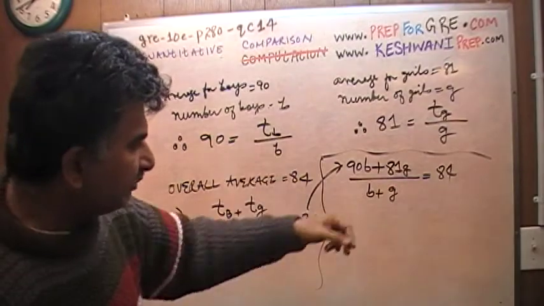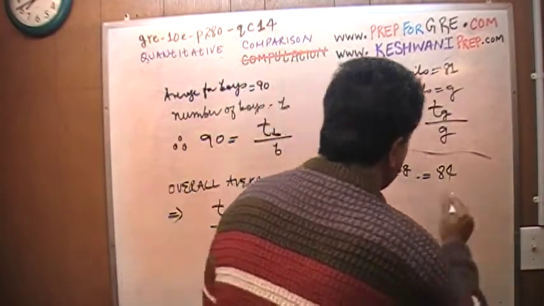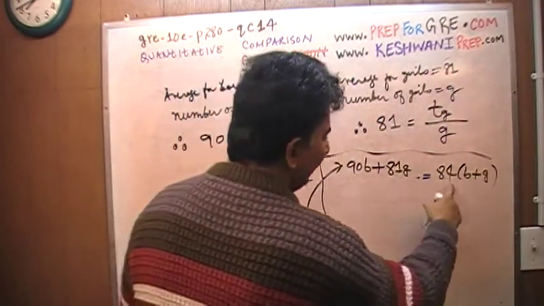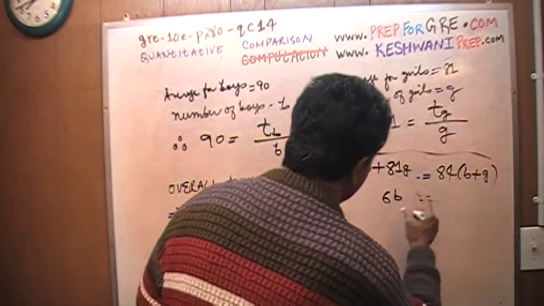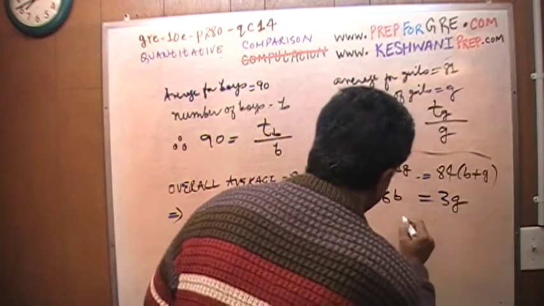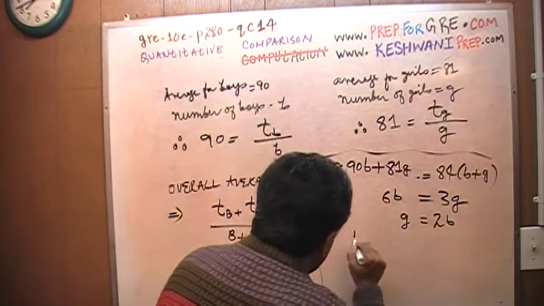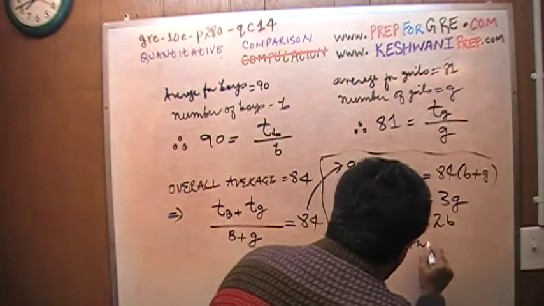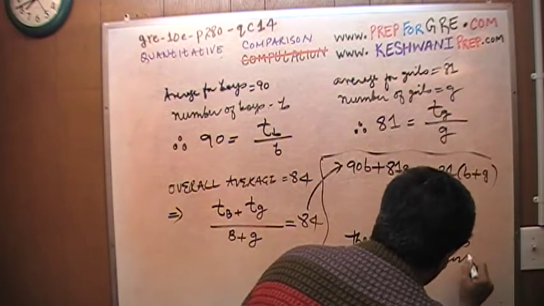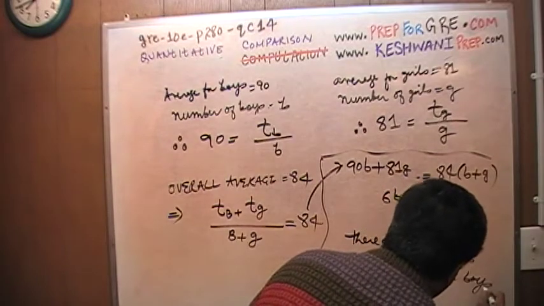So, I'm going to cross multiply and get rid of this B plus G from the bottom. Let's cross multiply. Let's open the parenthesis. 90B minus 84B tells me 6B equals 84G minus 81G, which equals 3G. That tells me that G equals 2B. There are twice as many girls as there are boys. That's all.